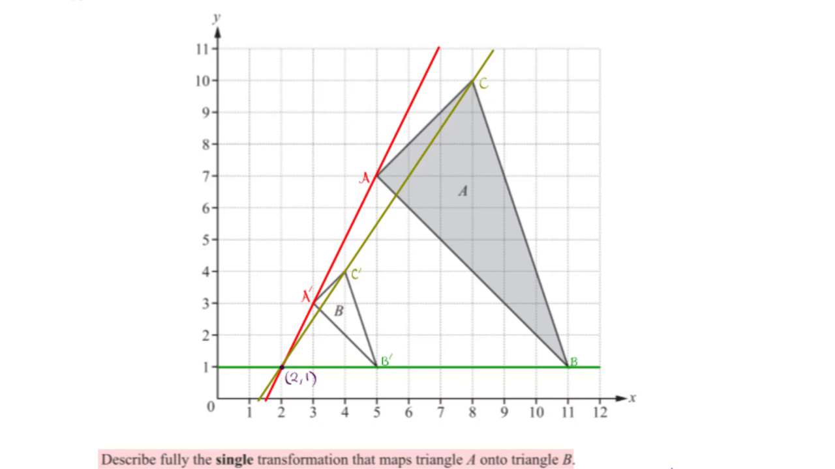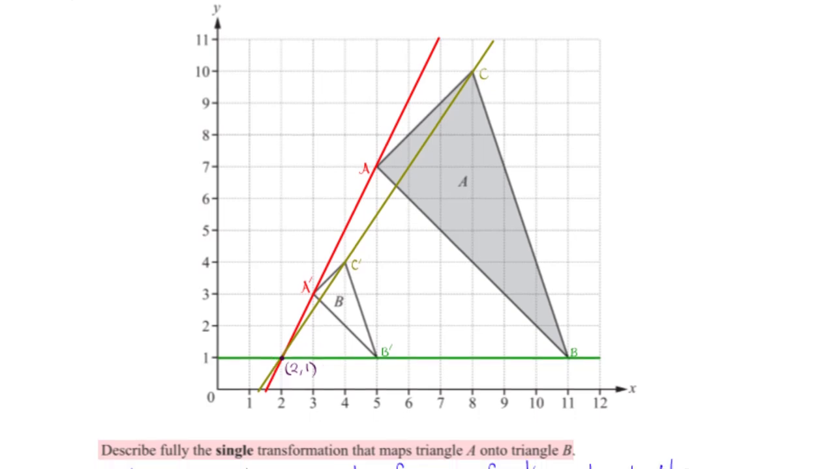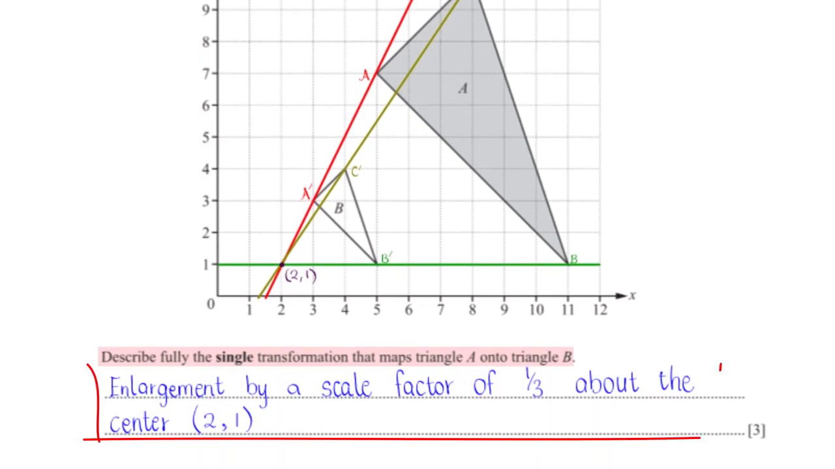Let's connect at least two corresponding points on both triangles A and B. After drawing these lines, the intersection point will be the center of enlargement. And in this case, we have that as (2, 1). And so the full description will be enlargement by a scale factor of 1 over 3 about the center (2, 1).